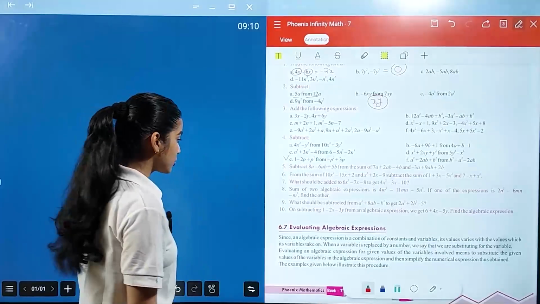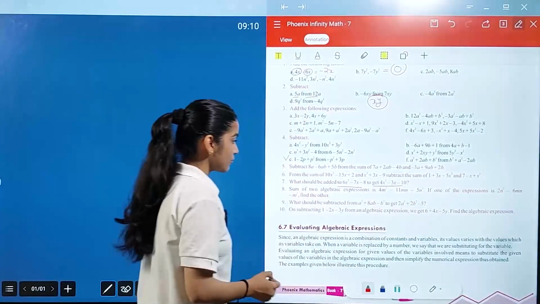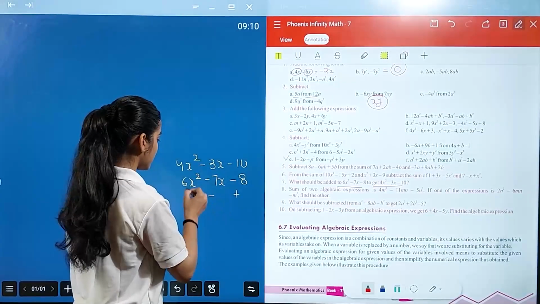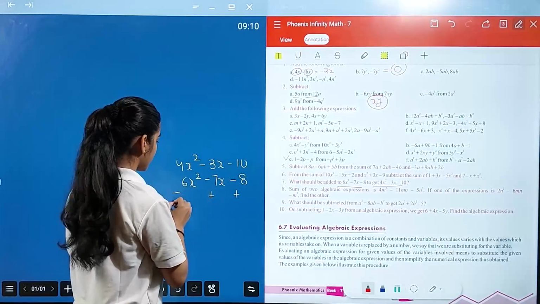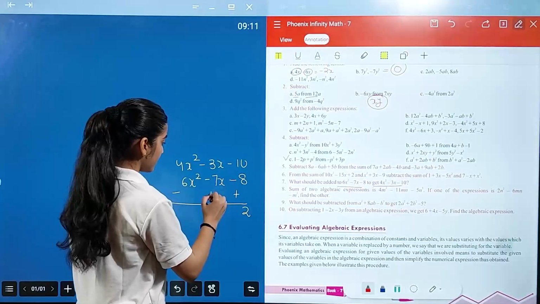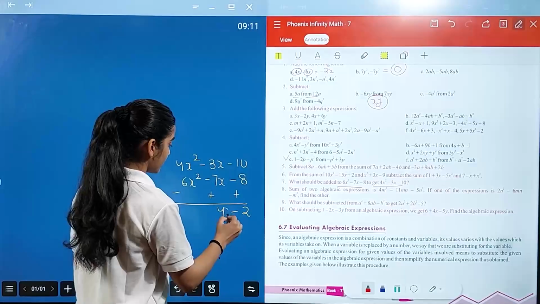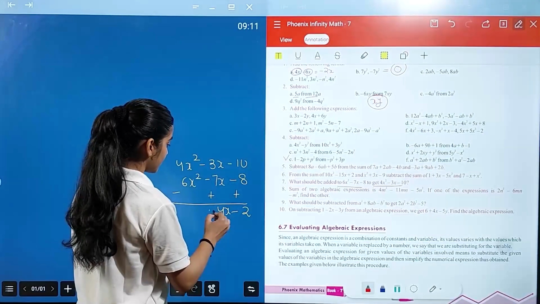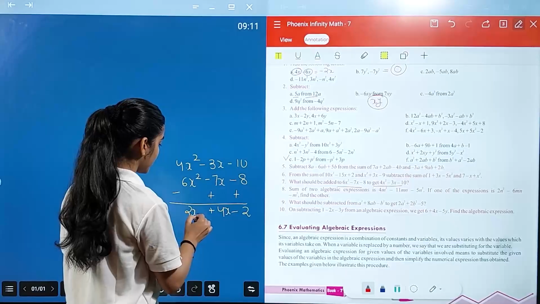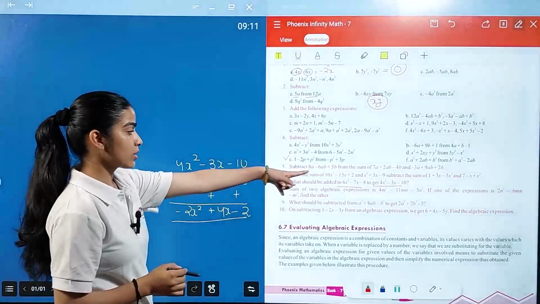Now we have the next question. What should be added to this to get this? So we have to subtract. Plus and minus is minus, so 2. Plus and minus is minus, so minus 4x, then minus 2x square. So this should be added to this to get this.